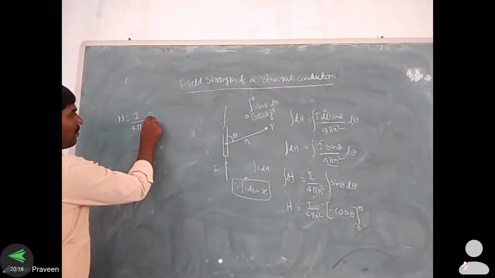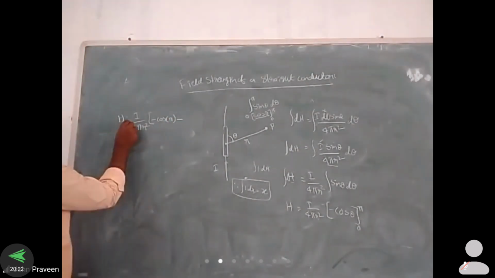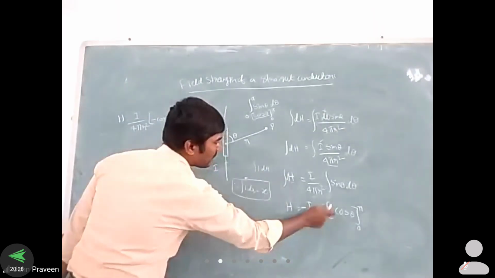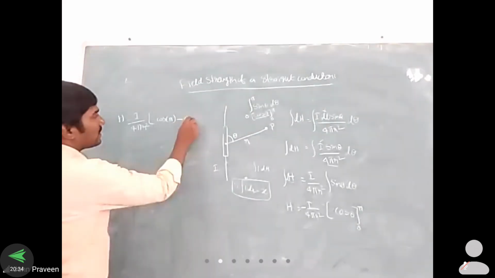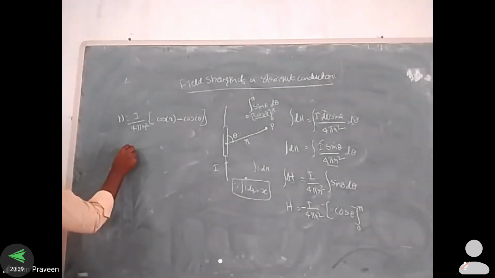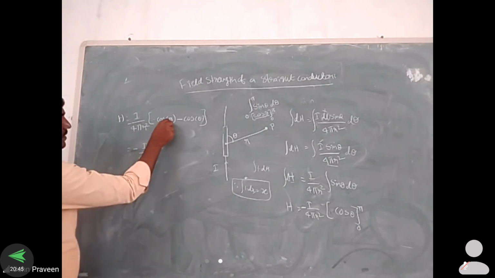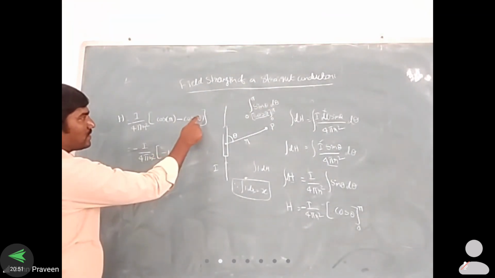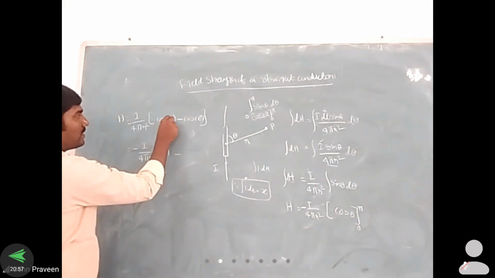Upper limit is pi. Minus of cos pi minus cos 0, so it is entire minus, right? Minus of I by 4 pi r square, cos pi minus cos 0. Cos pi is minus 1, so minus of I by 4 pi r square, cos 180 is minus 1, and cos 0, theta equal to 0 degrees, we apply. So pi is nothing but 180 degrees.